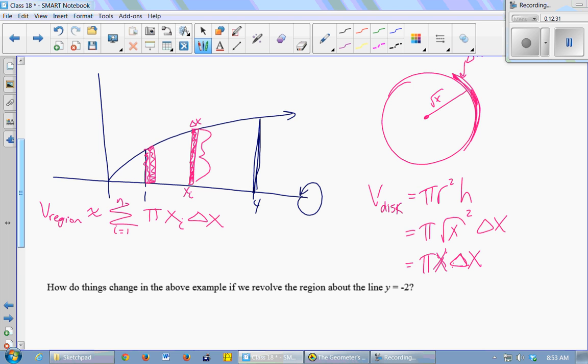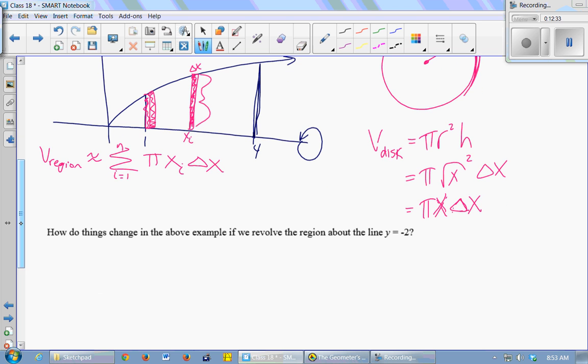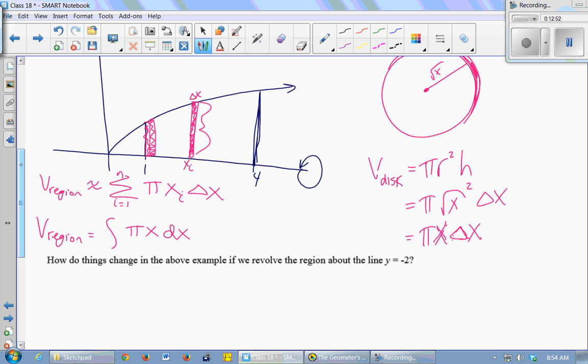Then when I let n go to infinity, take the limit as n goes to infinity, I get the exact volume of the region. So the volume of my region is going to be the integral of pi x, and instead of delta x, that becomes a dx when you take the limit. And my bounds of integration are going to be 1 to 4, because that's where I'm stacking up these disks. I have all these disks, and I'm stacking them starting at 1 and moving to 4.